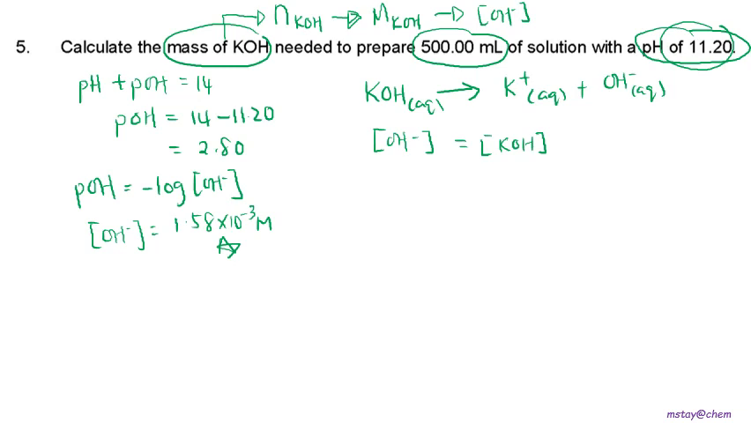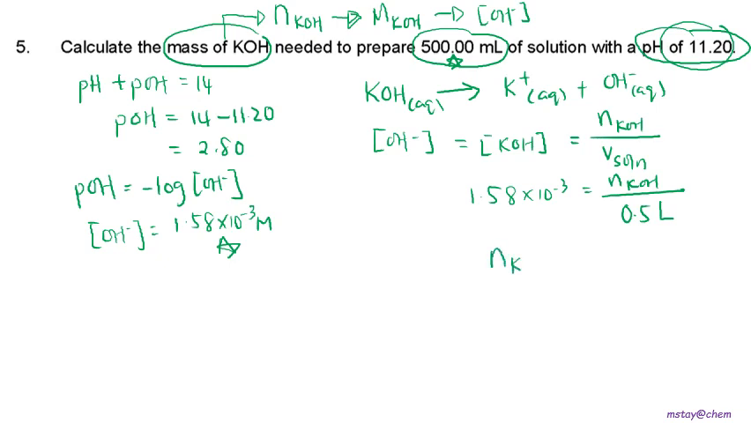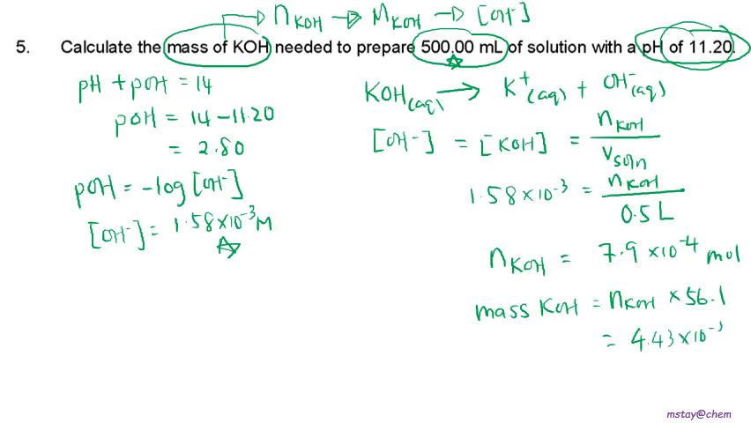Then we know that concentration is equal to number of mole of KOH over the volume of solution. So the concentration that we calculated is 1.58 × 10^-3. We have no idea the number of mole of KOH, but we know the volume given is 500 ml, and we need to convert that to liter, which is 0.5 liter. So now we are able to calculate the number of mole of KOH, which will equal 7.9 × 10^-4 mole. To determine the mass of KOH, we are going to use the number of mole of KOH multiplied by the molar mass of KOH, which is 56.1, and then it will equal 4.43 × 10^-2 gram.